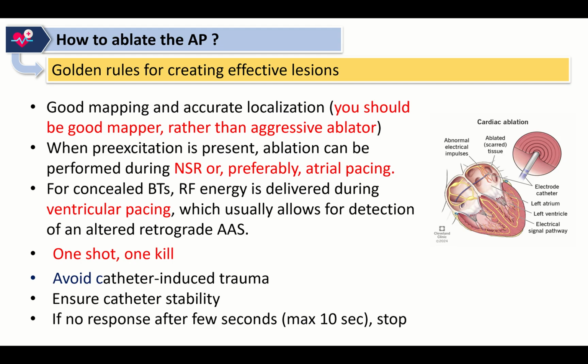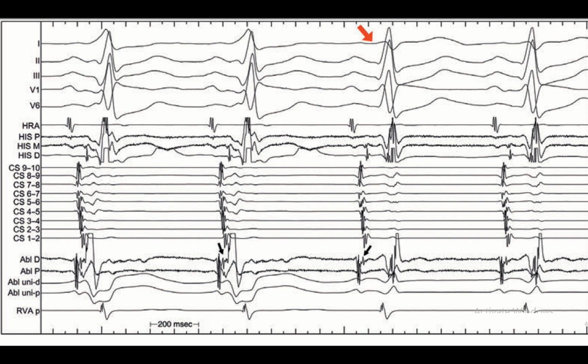Ensure catheter stability. And if no response after a few seconds, don't continue. You have to stop, map one more time, take your time, and then ablate. And this is an example where we did ablation after good mapping. Look at lead 1, evidence of pre-excitation, AGM short time interval, then sudden loss of pre-excitation, and AV time increased.